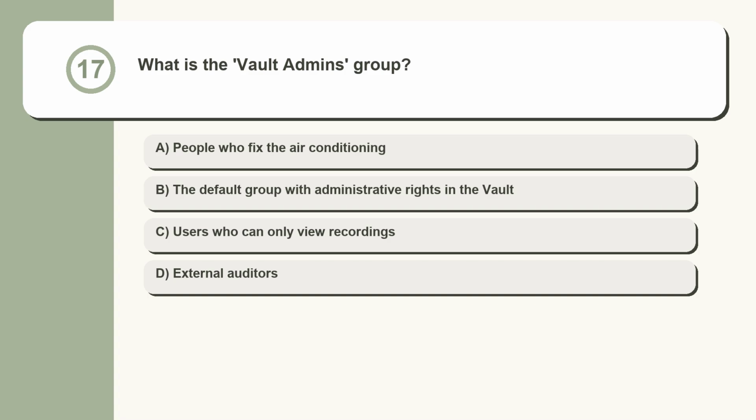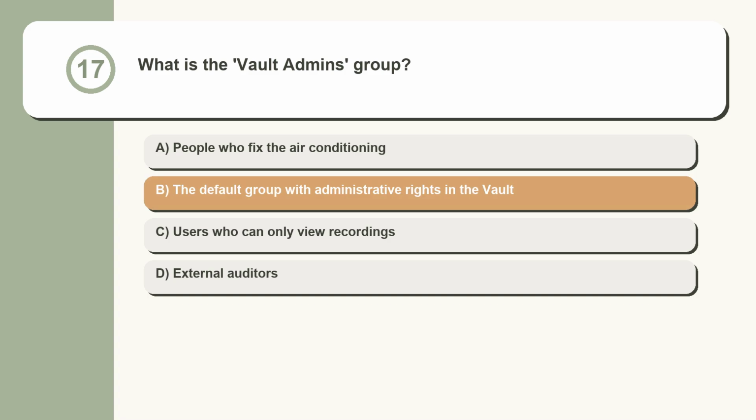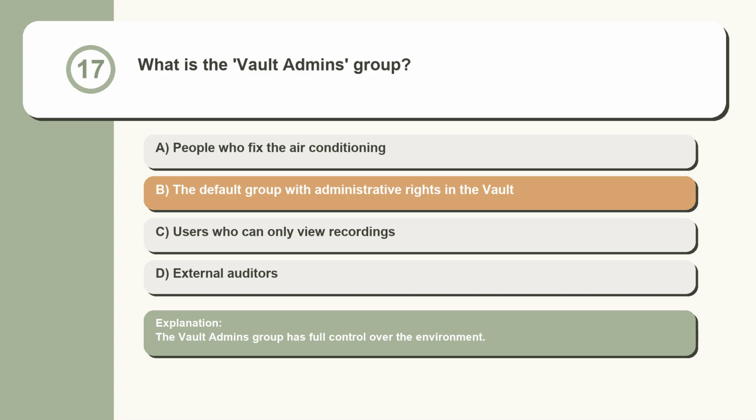Question 17. What is the Vault Admins Group? People who fix the air conditioning. The default group with administrative rights in the vault. Users who can only view recordings. External auditors. The Vault Admins Group has full control over the environment.